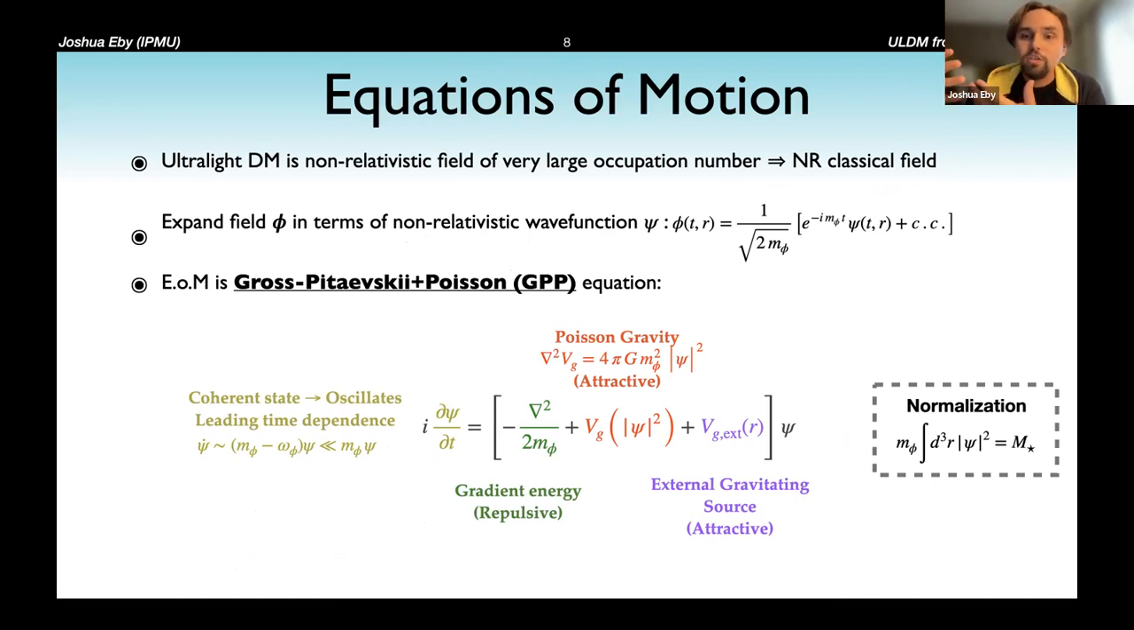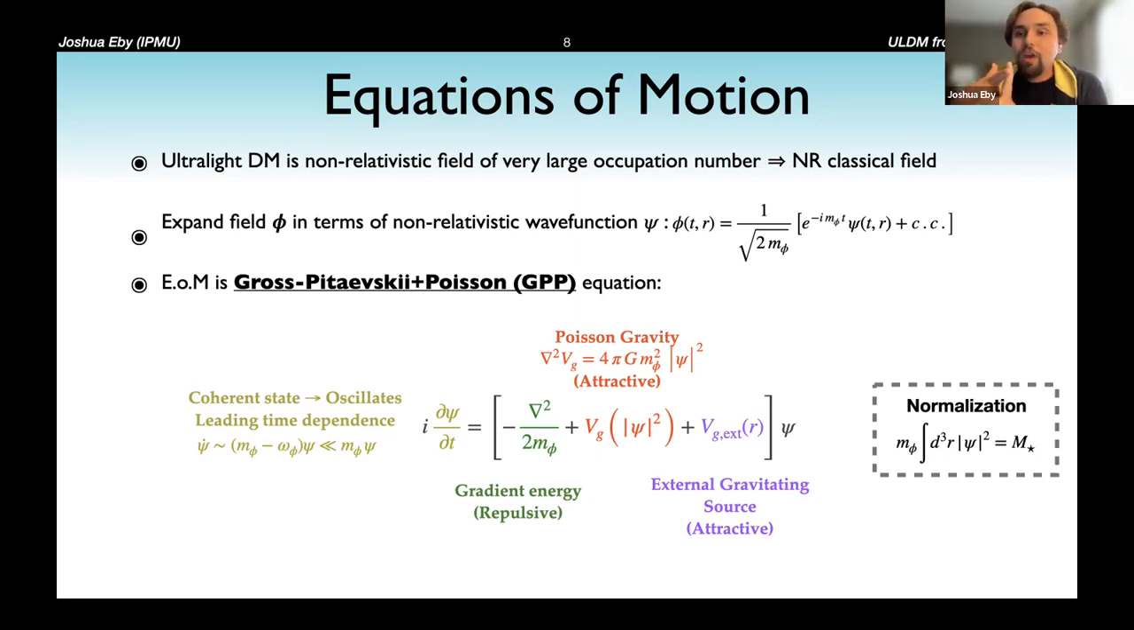And the classical field equation that describes such a field is the nonlinear Schrodinger equation, which I've written here at the bottom. On the left side, of course, you have this oscillating piece, this time derivative piece, as always. But in the brackets, I've just highlighted three possible force terms that can appear in the balance of forces for the field. So in green, we have a gradient energy basically arising just from kinetic energy or pressure of the particles. This is effectively a repulsive force.